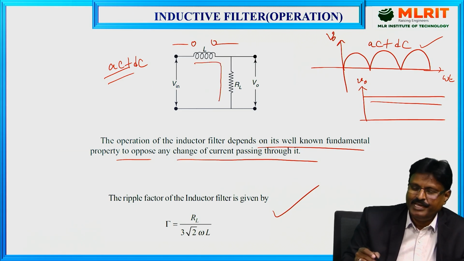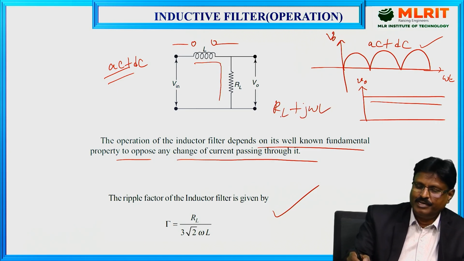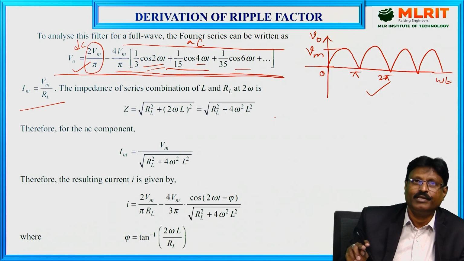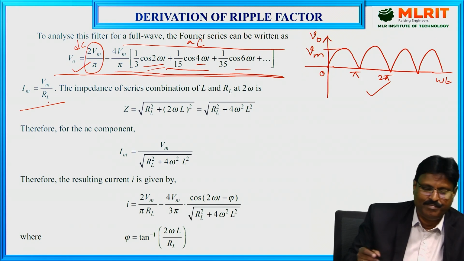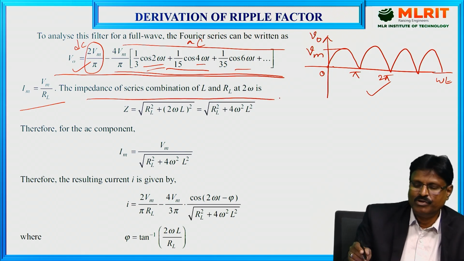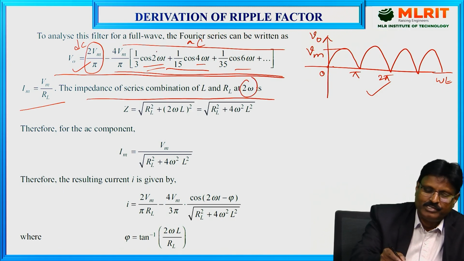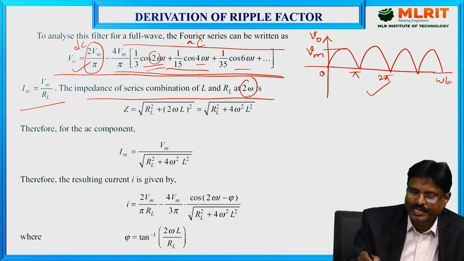The impedance can be written as RL plus J omega L. So this is RL, the resistive component, and this is the inductive component. That's why the impedance Z is equal to RL plus J omega L. So while calculating the current, Im is equal to Vm by RL. Before going into it, consider the impedance of the series combination of RL and L at the second harmonic. Why? Because here the second harmonic voltage value is known to us. So that's why I am taking the second harmonic.